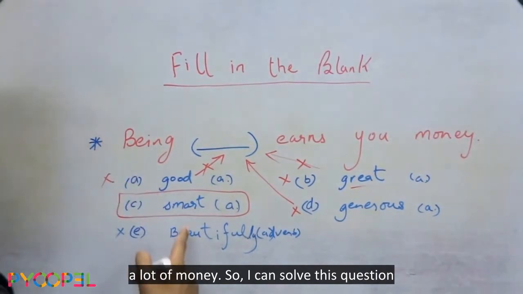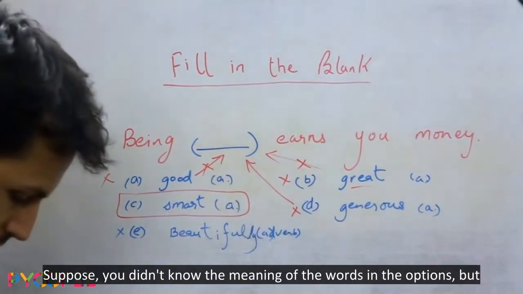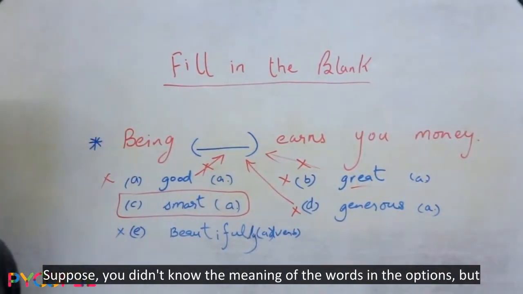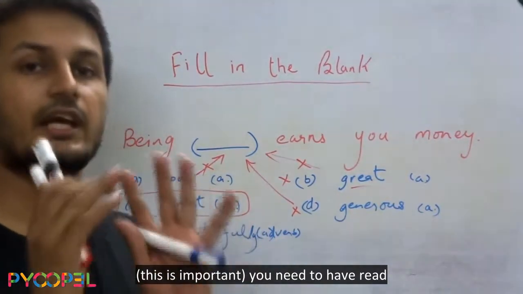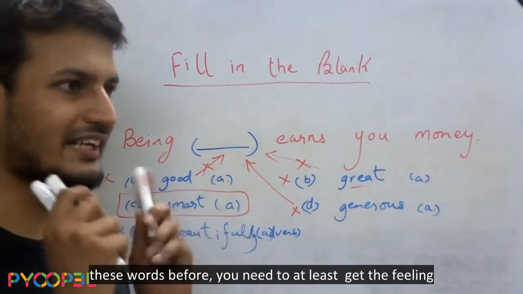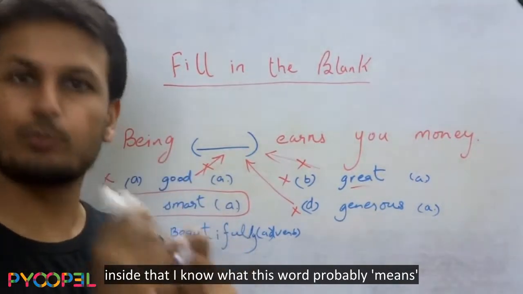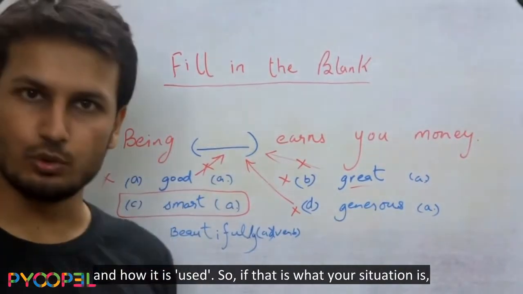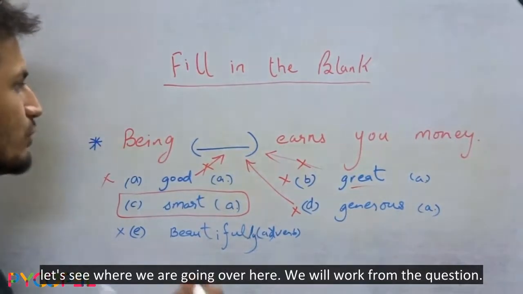So I can solve this question if I know the meaning of the words in the options. Suppose you didn't know the meaning of the words in the options, but this is important: you need to have read these words before. You need to at least get the feeling inside that I know what this word probably means, and how it is used. So if that is your situation, let's see where we are going over here.